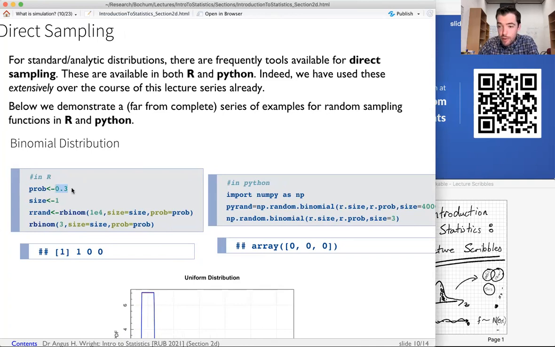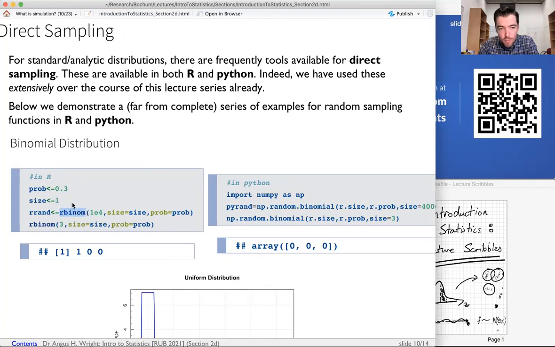So the probability of throwing a head is only 30%. And there's only one possible success. So size equal to 1 is the number of possible ways to succeed. And this is using the R function random binomial.